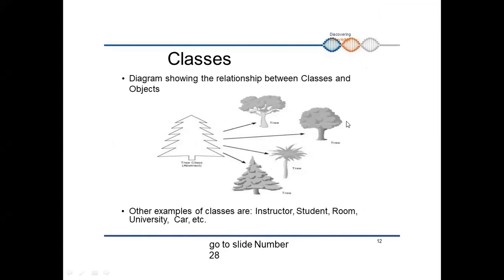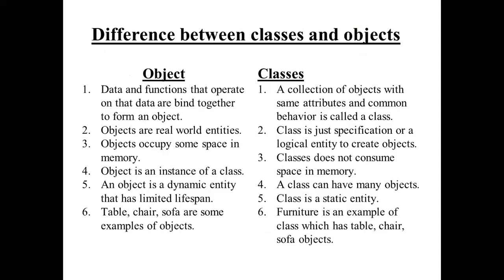As we studied, a class is just a blueprint. So here is a tree class, and there are a number of objects of the class. In the diagram there are 4 objects of the class. So from a class we can create a number of objects. Now, what is the difference between class and object? A class is a collection of objects with the same attributes and common behavior. Basically, in a class we define data members and member functions, and objects operate on them.